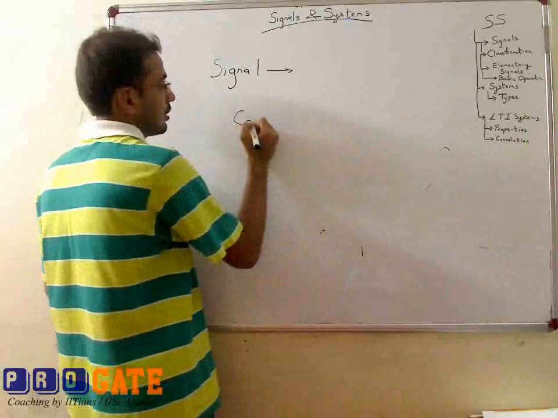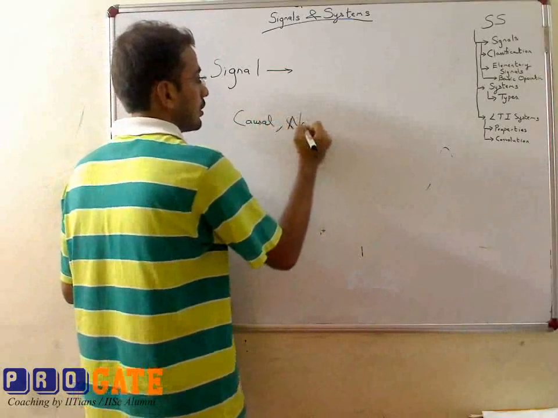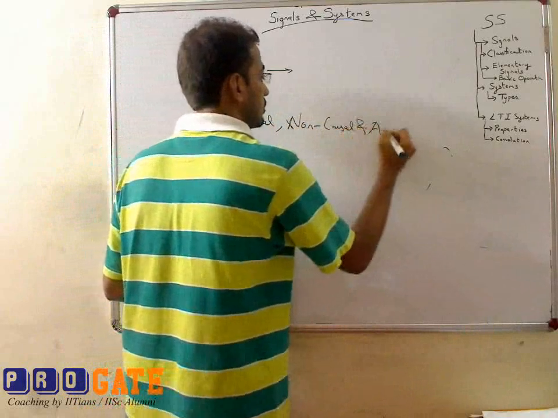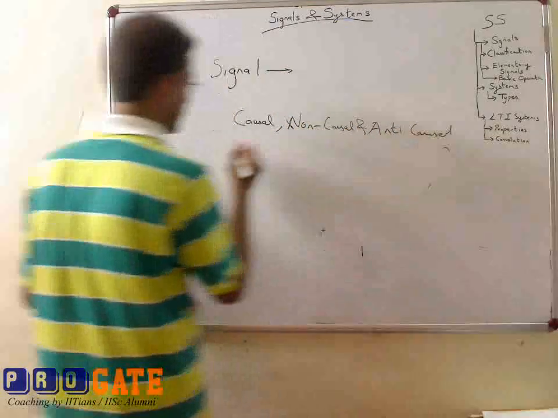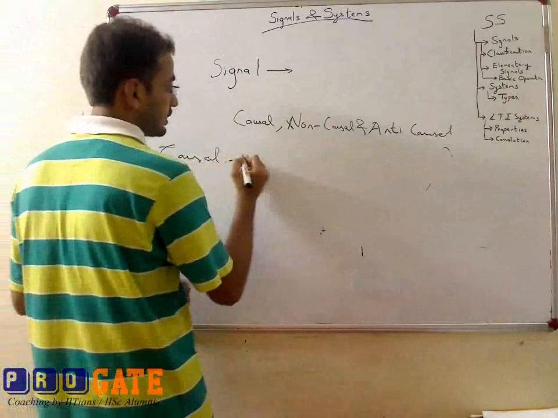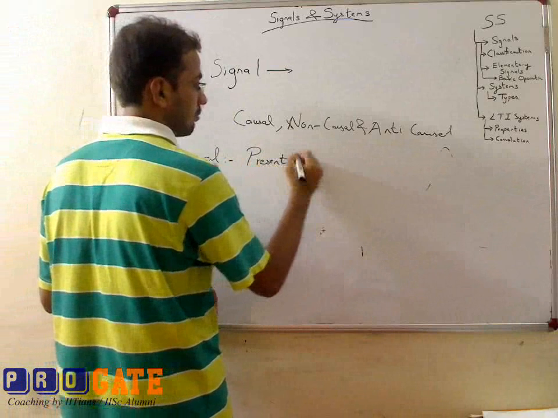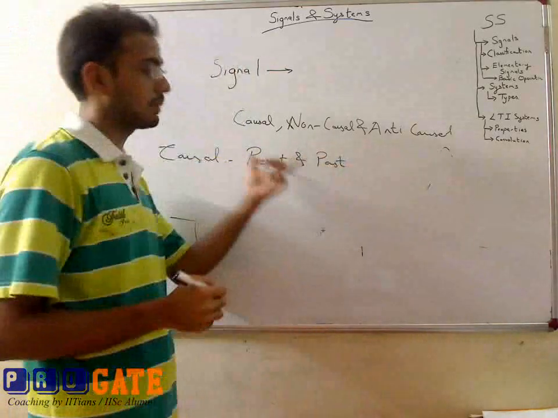Then the third classification is causal, non-causal, and anti-causal. Any causal signal is a signal which depends on present and past inputs. It requires present and past.